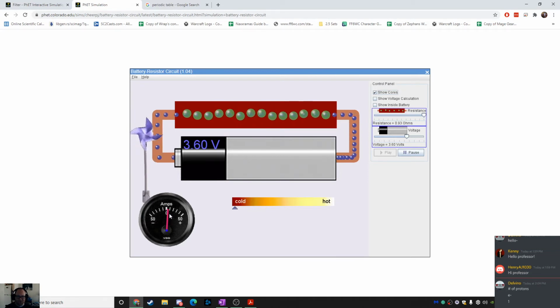This little wheel measures current in amps down here. If we increase the voltage, the current will go up. As you can see, the charges start to flow faster, and the reading right here gets higher.